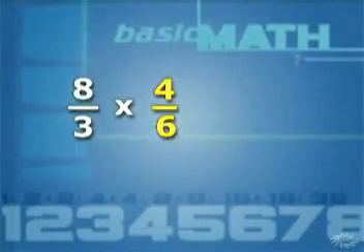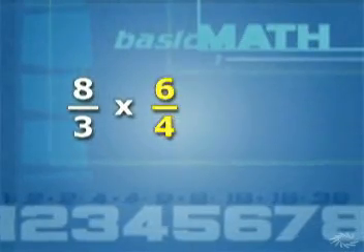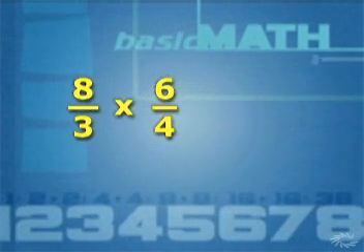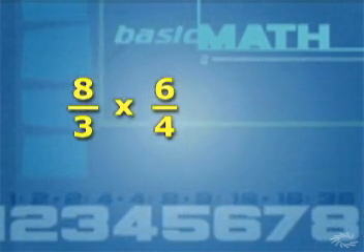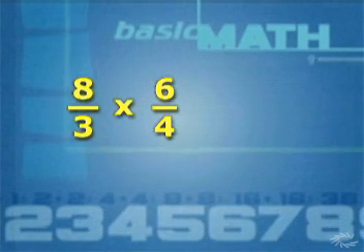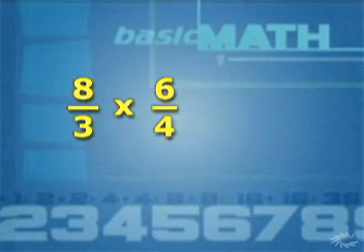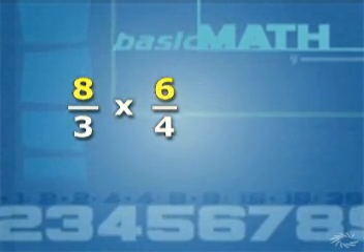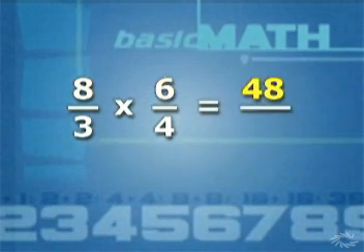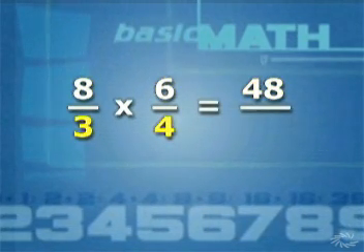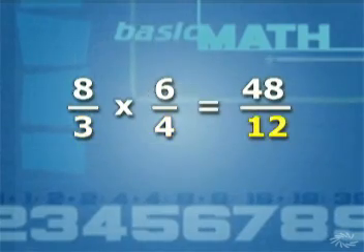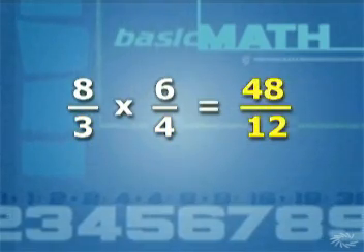We flipped the fraction 4/6 to make it 6/4. After flipping one fraction, we just multiply the two fractions like we did before. We multiply 8/3 times 6/4 in the same way we did earlier. We multiply the numerators, 8 and 6, to get 48, and the denominators, 3 and 4, to get 12. Our fraction is 48 over 12.